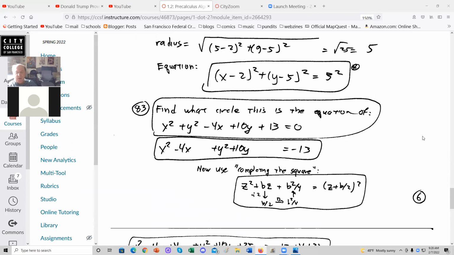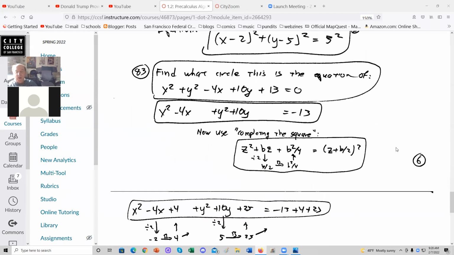Now here we're doing the other way around. Here we're given an equation: find the circle that this is an equation of. x squared plus y squared minus 4x plus 10y plus 13 equals 0. First thing we need to do is to shuffle all the x values together: x squared minus 4x. Here are the y values, y squared plus 10y, and move the constant to the other side, minus 13. Now we're going to use a trick called completing the square.